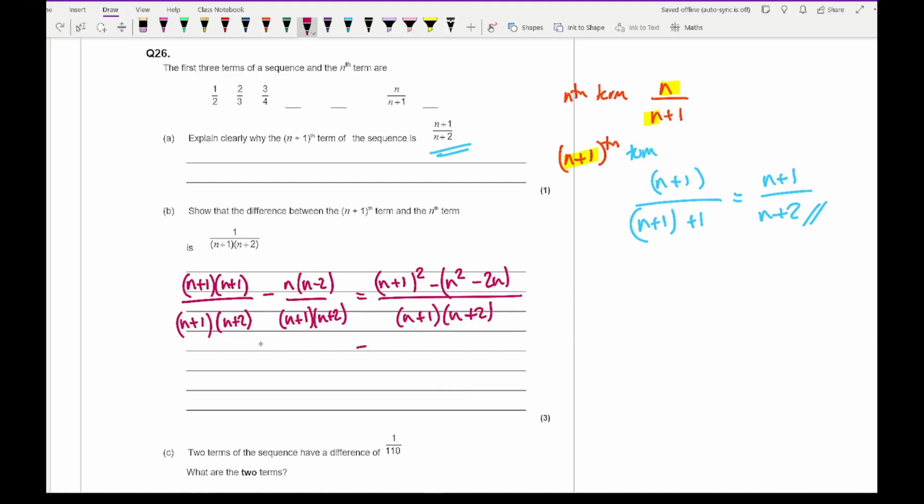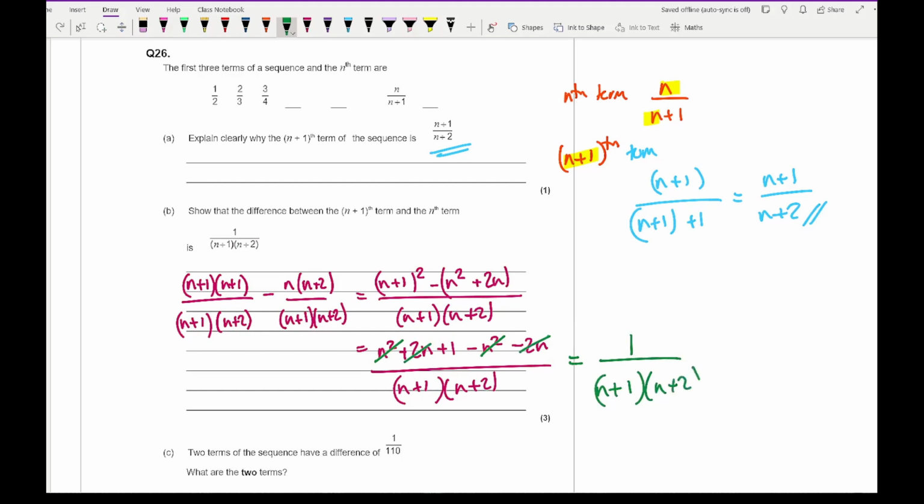Now if I expand the top, this first bracket, I end up with n squared plus 2n plus 1 minus n squared minus 2n. And actually that should be a plus there. Then we can notice that things start to cancel out. This cancels with this, and this cancels with this, leaving me with just 1 over n plus 1 n plus 2, and there is my final answer.